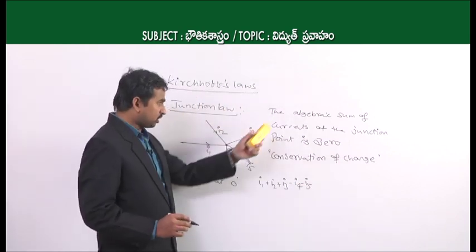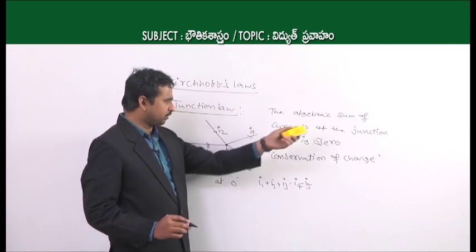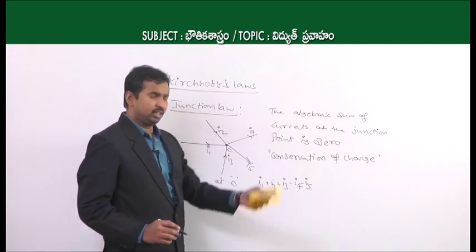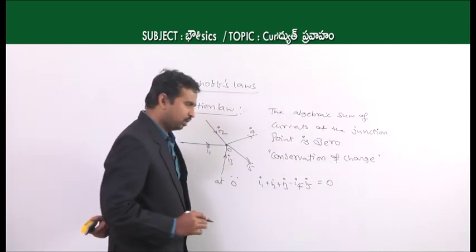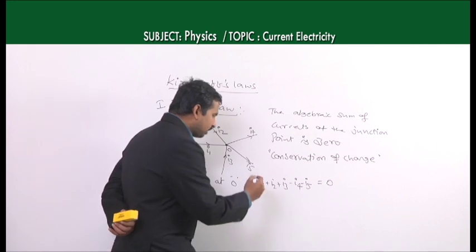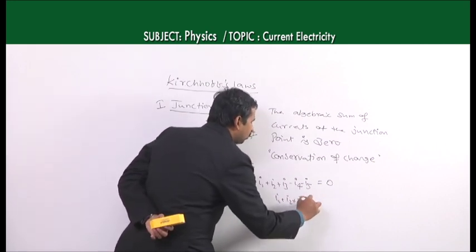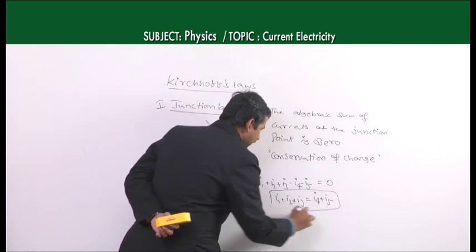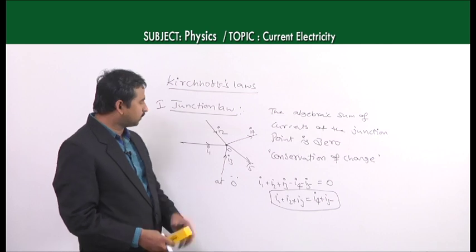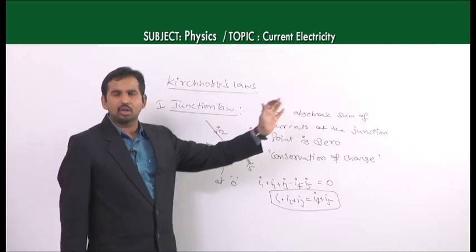According to this law, the algebraic sum of the currents at the junction point is equal to 0. From this you can see I1 plus I2 plus I3 is equal to I4 plus I5. Whatever the incoming current I1 plus I2 plus I3, that is equal to the outgoing current.